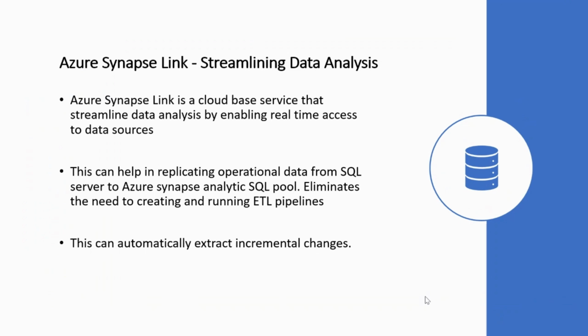Now, in my previous video you must have seen a lot of ways we were pulling data in Azure Synapse Analytics to process it. But every time we were pulling data, we were either triggering a pipeline or running a SQL script or running a Spark notebook. This is a new service. With Azure Synapse Link, we can enable real-time access to data resources without even triggering any SQL script or notebook or pipeline. So let's see what it is.